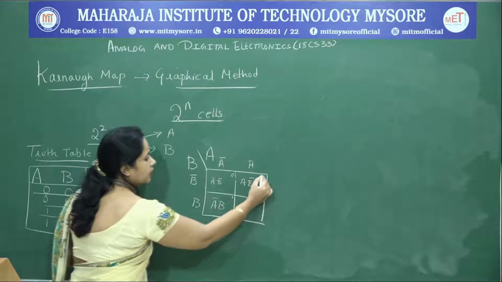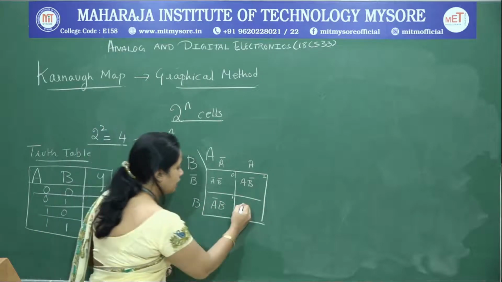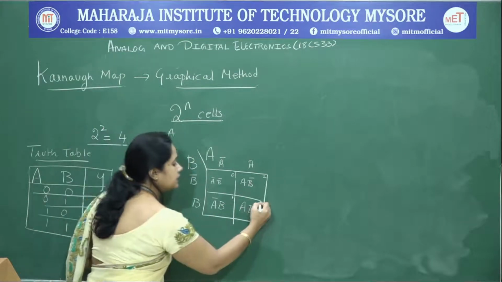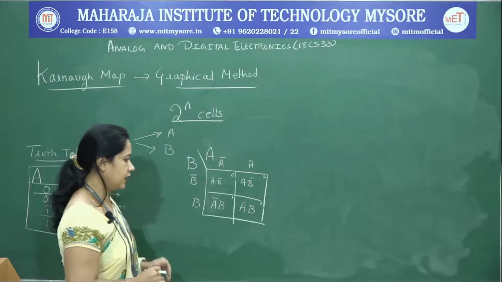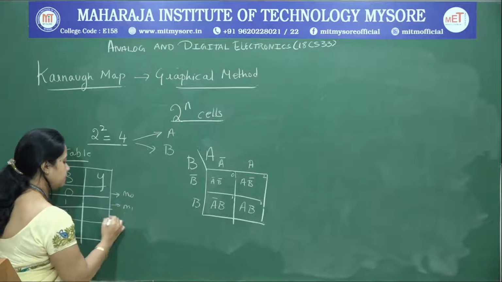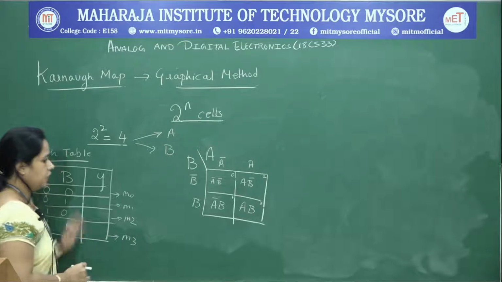So, I will mark it as 2. It is representing min term 2, and now we have A B. So, A B happens to be the last term, and this is representing min term 3. This is one way of writing the K map. So, this is M0, and this is M1, M2 and M3. So, we can map it.